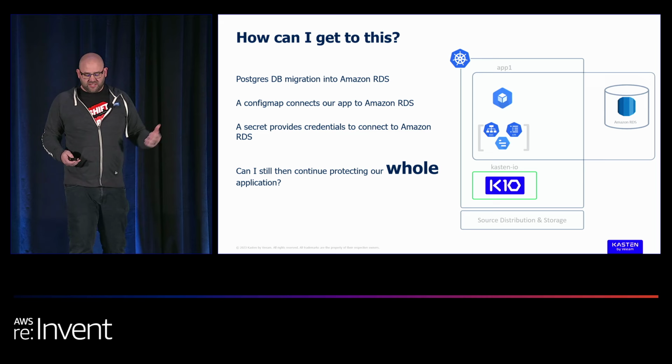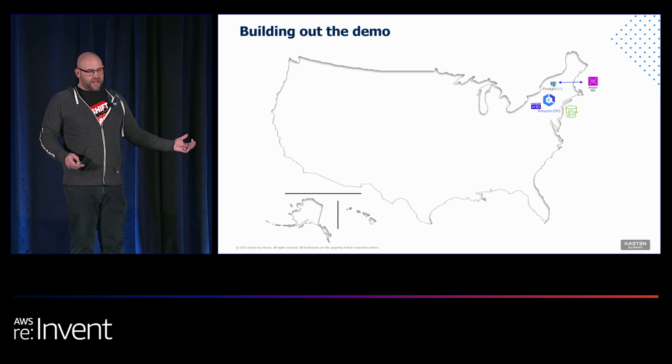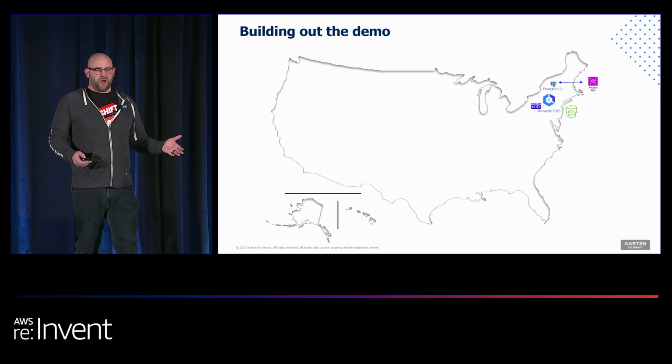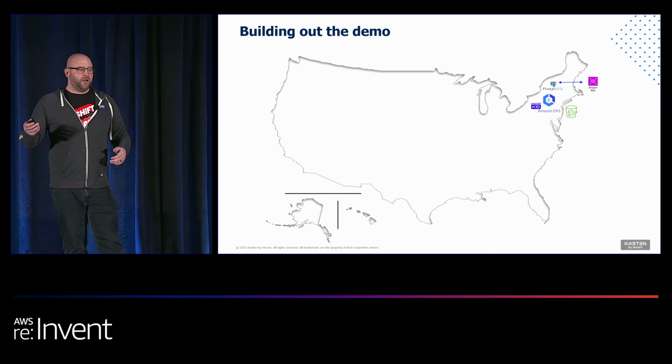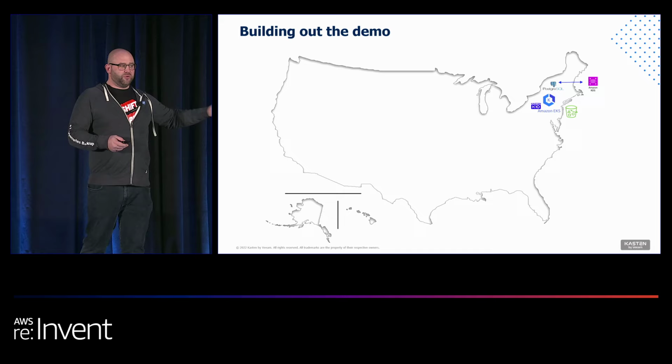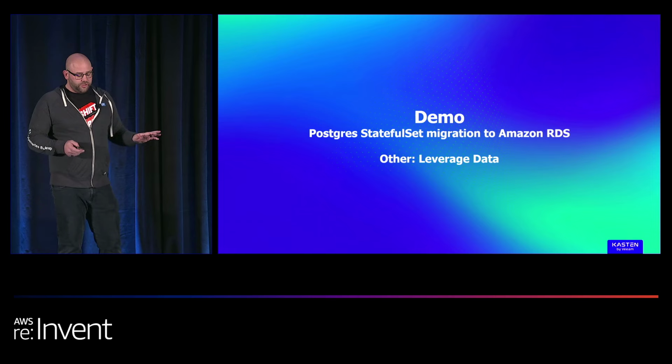So the demo here is that I've got Postgres. It's a stateful set. And I want to get that into RDS. Maybe it is a migration, but it also could be I want to leverage that data. I want to make sure that my developers are exploring what it needs to look like from an RDS point of view before we do that migration. I want to leverage that copy of data to do something, and production's not going to change as well. There's several use cases here, whether it's migration or cloning or leveraging that data.